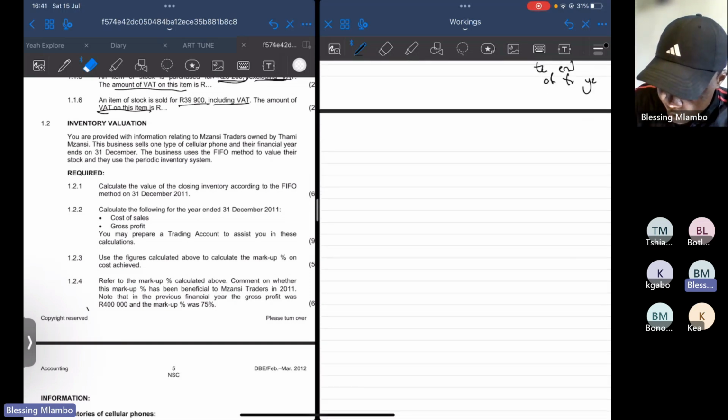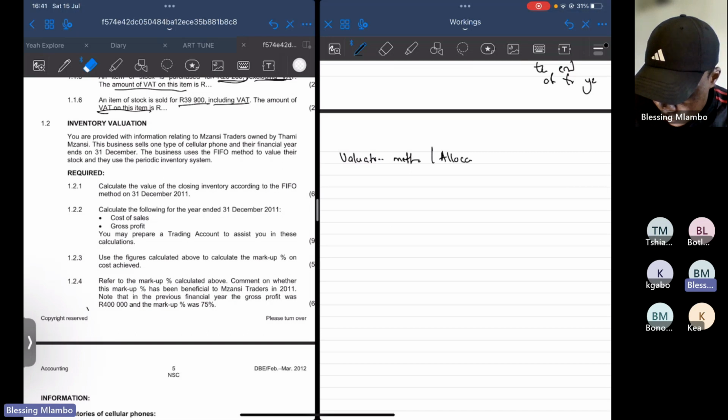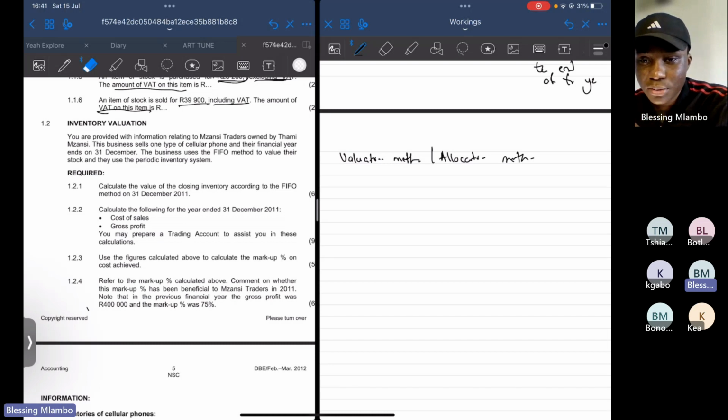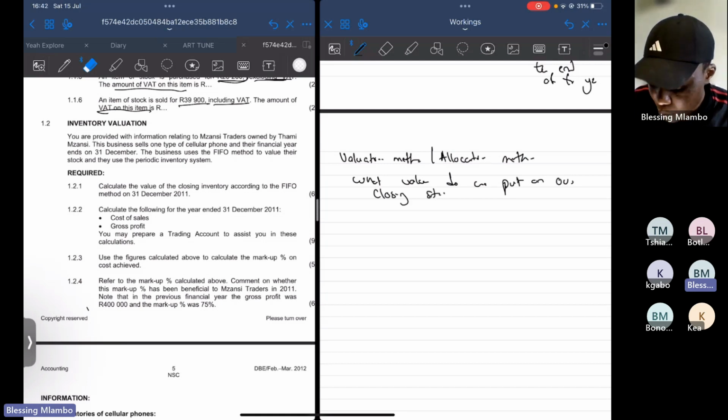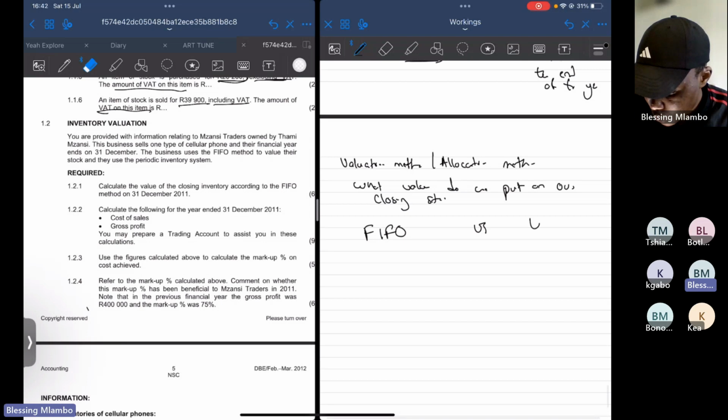And then we have what we call, I forgot what they call it, an allocation valuation method, or allocation system, right? Allocation method. So this is basically saying what value do we put on our closing stock, right? So, okay, cool. We have closing stock at the end of the year, but what value do we put on that closing stock? And that's where we get FIFO. This is weighted average.